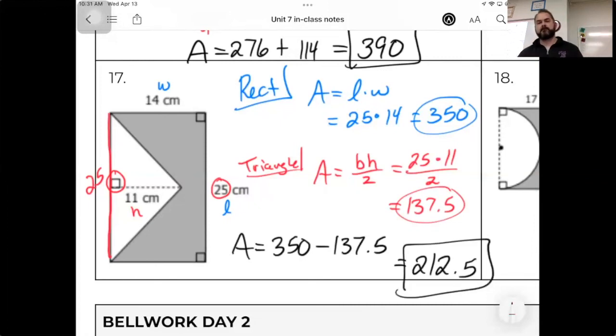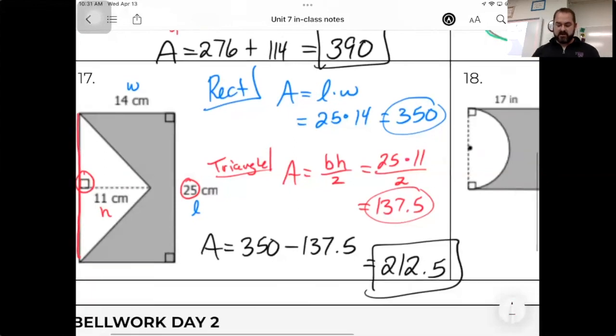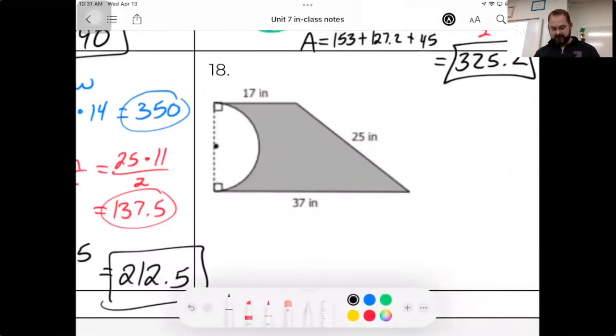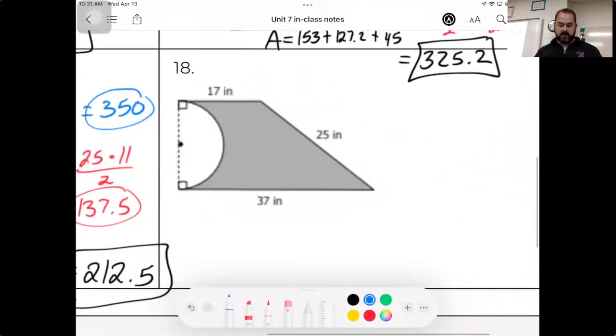Okay. So we've got one more example to do, and this one's going to be a little tricky to get started because it looks like we're missing a piece, and I'll show you where that is and how to find it. The overall shape we have here is a trapezoid. We're going to work with this trapezoid first, and we're going to subtract this semicircle. But let's look at the trapezoid first.